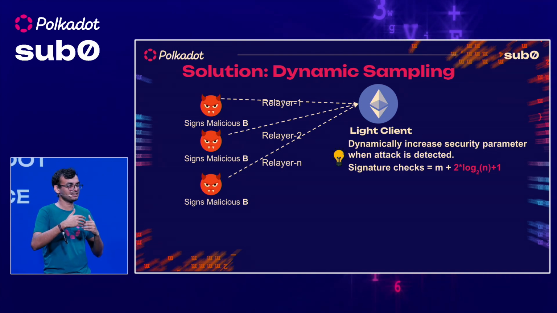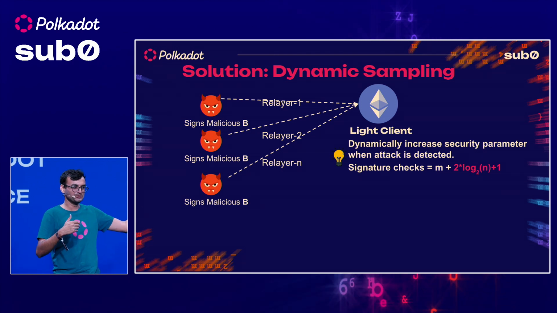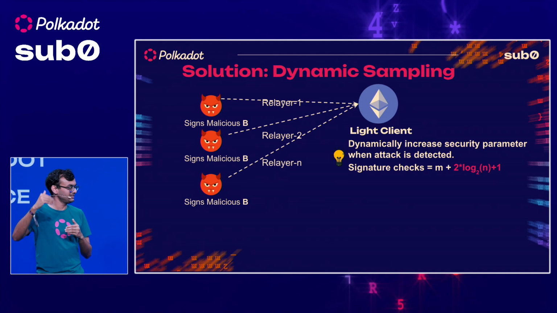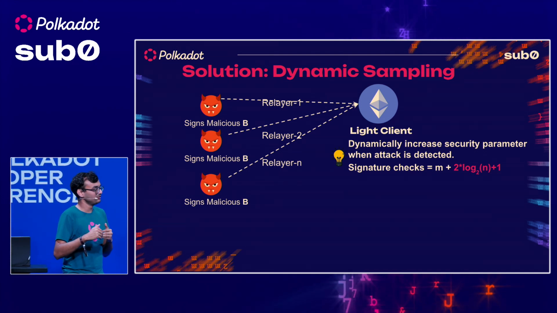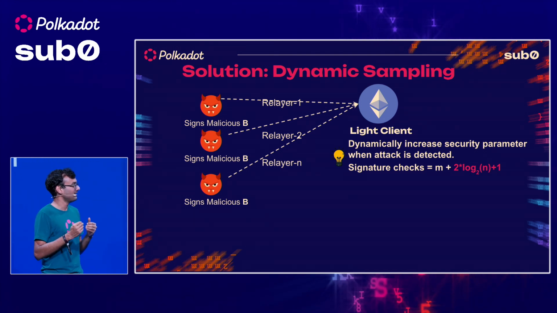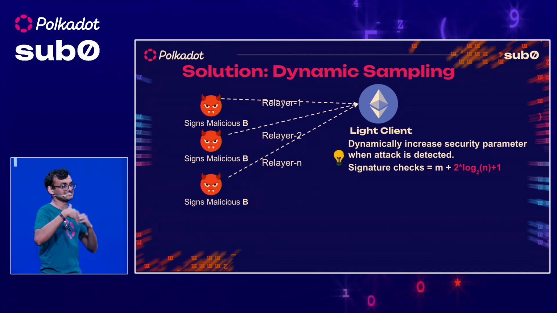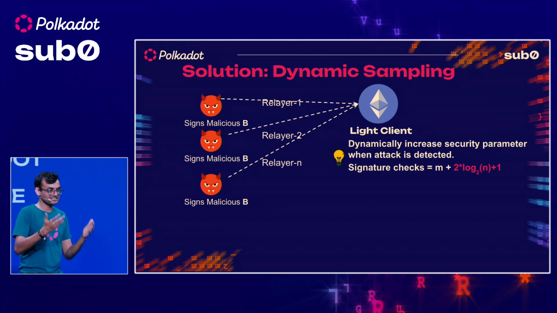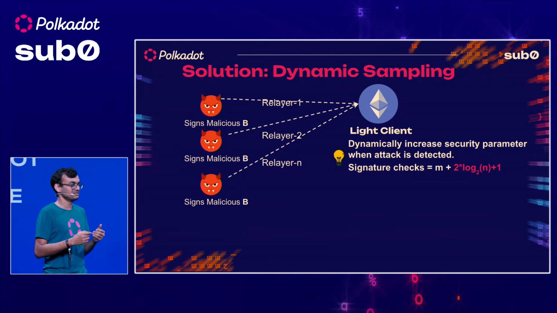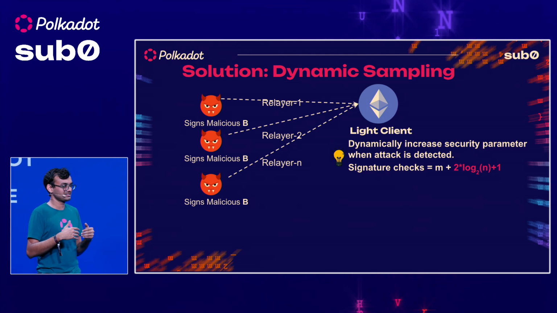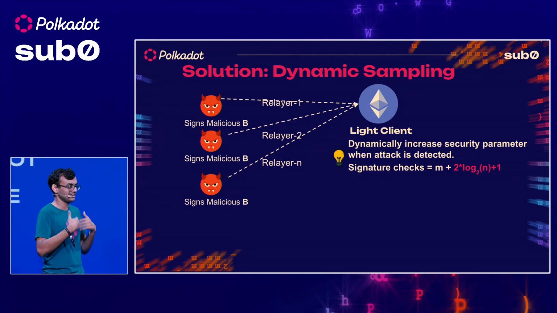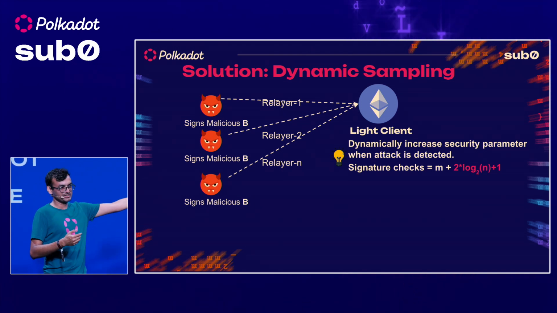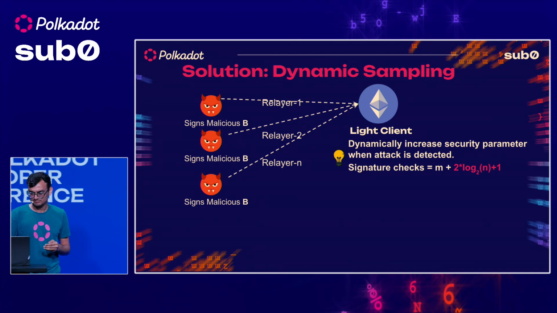So if you see that a lot of relayers are sending you messages, then you increase the security parameter, right? And this increase of the security parameter is logarithmic in the number of messages being sent, right? So in a way, this is good because people cannot try to grief you by just sending a large amount of requests just to increase your security parameter, right?